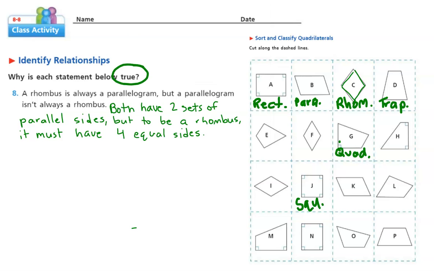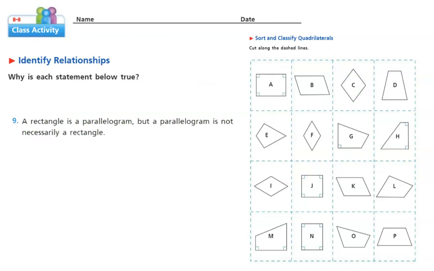Again, go ahead and pause if you didn't get a chance to write that all so you can finish that before I go on to look at question number 9. So this statement, which is true, says that a rectangle is a parallelogram, but a parallelogram is not necessarily a rectangle. So, for example, that would be like comparing A and B together. B is a parallelogram, A is a rectangle. So it's got two sets of parallel sides like a rectangle. But what makes something a rectangle is that it has 4 90-degree angles. And my parallelogram doesn't have to have right angles.